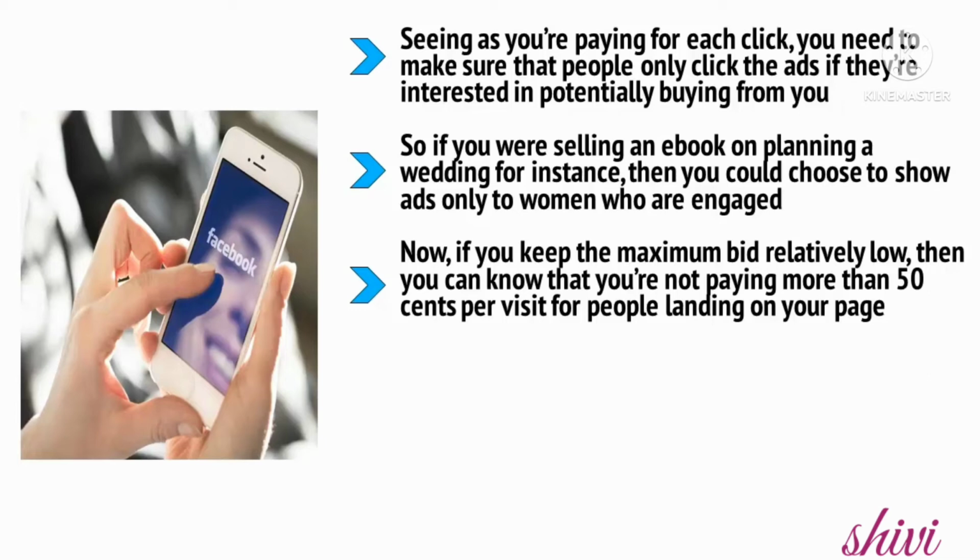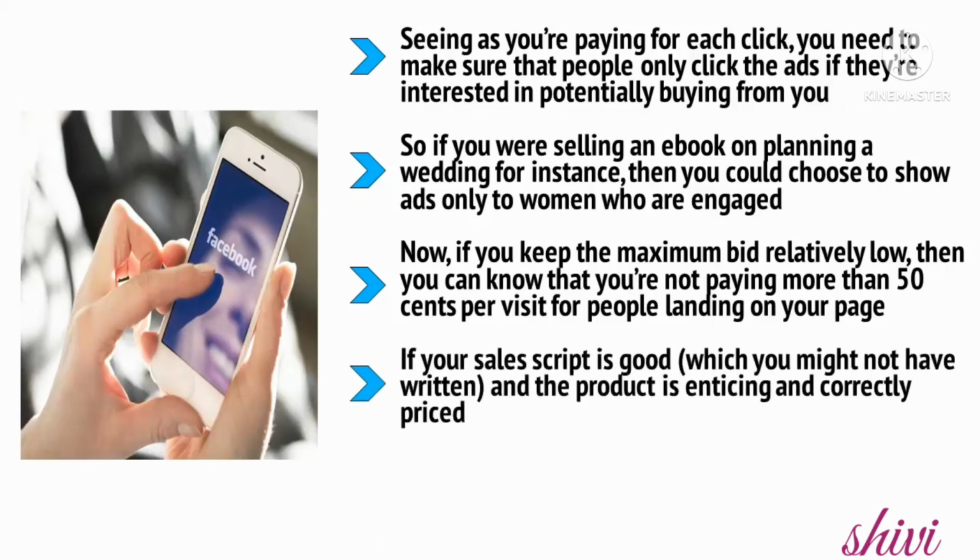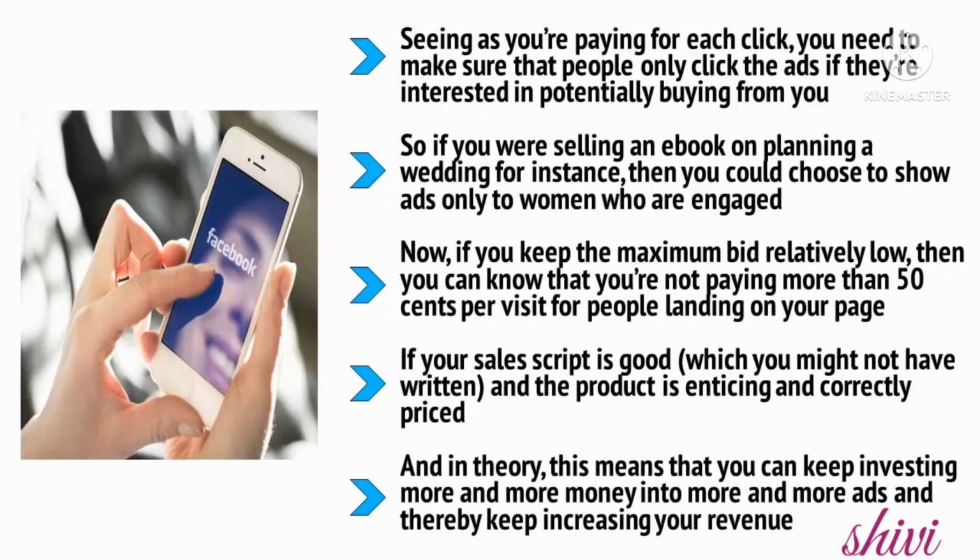If you sell an affiliate ebook for $100 and keep 75 of that, then you can afford to pay for 150 visitors and only make one sale. If your sales script is good, which you might not have written, and the product is enticing and correctly priced, then you can very realistically expect to get a conversion rate of anywhere from 1 to 5%. This means that you should make all the money you spend on marketing back and then some. And in theory, this means that you can keep investing more and more into more and more ads, and thereby keep increasing your revenue. Or alternatively, you could invest in ads for more ebooks and that way scale your business.